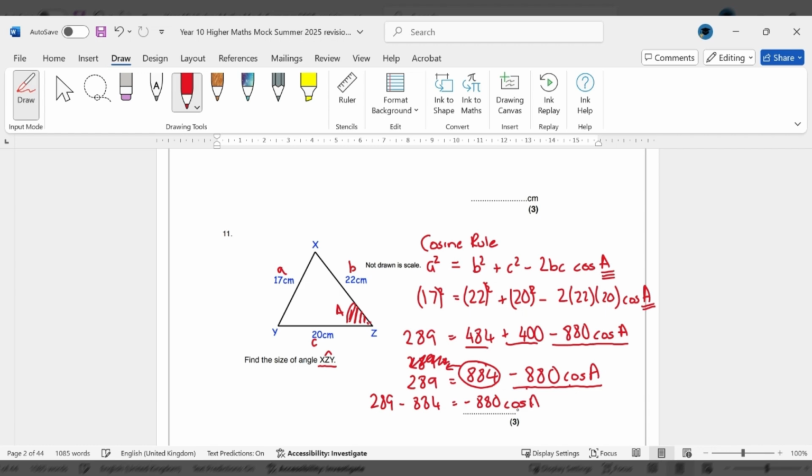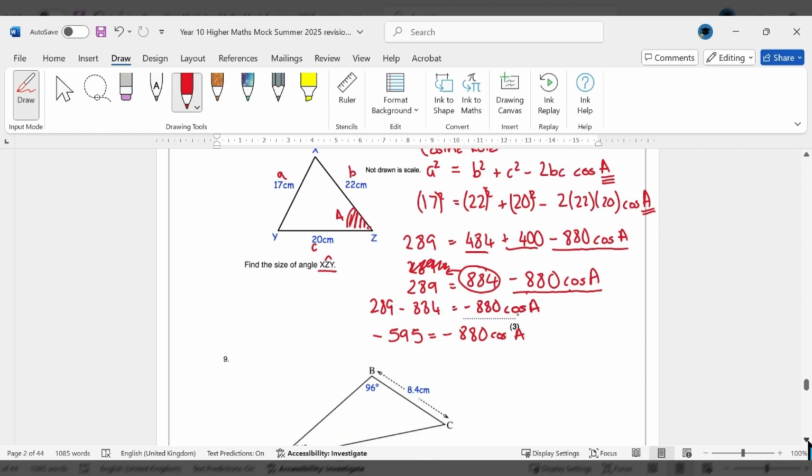I'm coming to a really nasty part here. So let's do 289 take away 884. So minus 595 equals minus 880 cos A. Now there's two ways to think of this, and I don't want to stress you out in any way. That minus 880 is times the cos A. The opposite of times is divide, right?